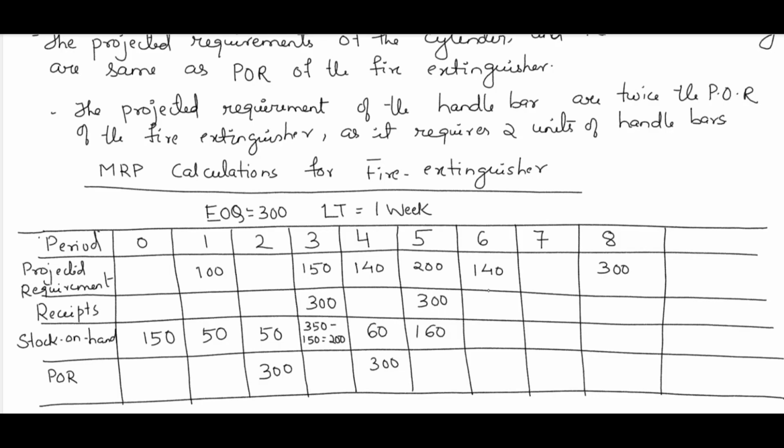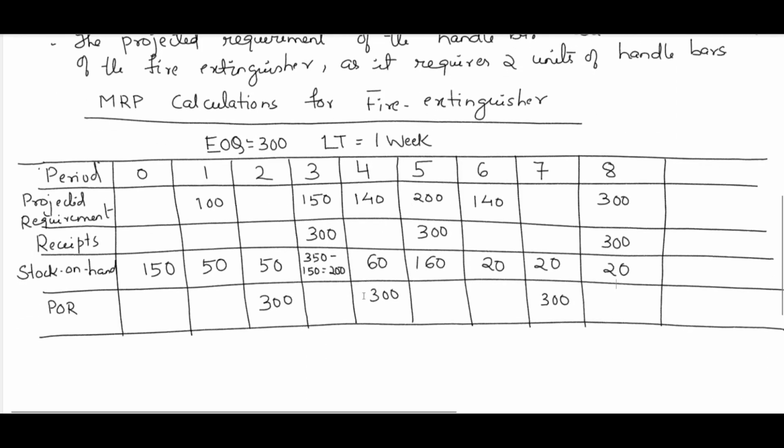We could satisfy it. So now it is our 20. In the 7th week there is no demand, so we are carrying forward 20. But now in the 8th week demand is 800, so we cannot satisfy it, so we have to place the planned order release in the 7th week, so that we receive 300 in the 8th week. Now total 300 plus 20, 320 minus 300, it is equal to 20. Now 20 is left behind. So this is the MRP calculation of fire extinguisher. I think everybody followed nicely.